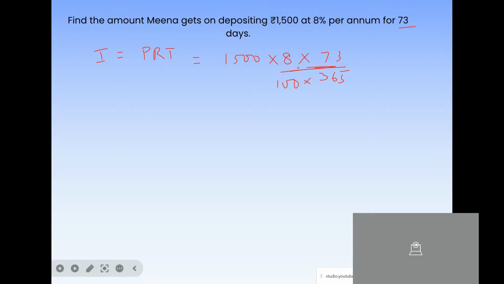Let's complete this. Now two zeros and zeros here. I think you can simplify 365 by 73, I believe. Let's try, or you can simplify further, like 15 and 365 you can cancel by 5. So 5 threes are 15 and this 5, and this is 73. 73 and 73 got cancelled. So we have 24 rupees as your answer.